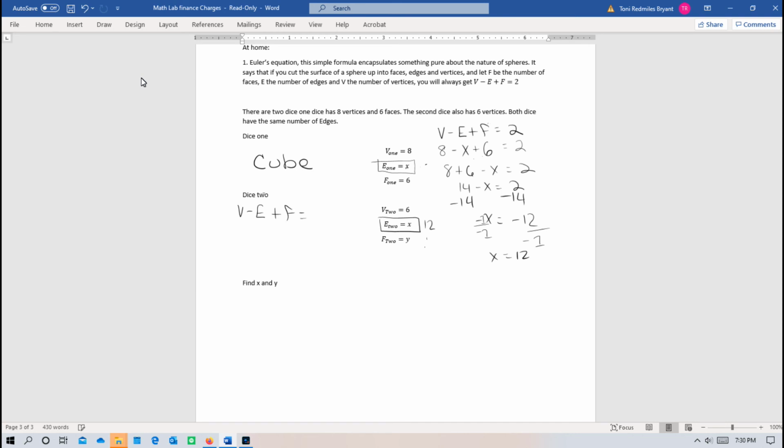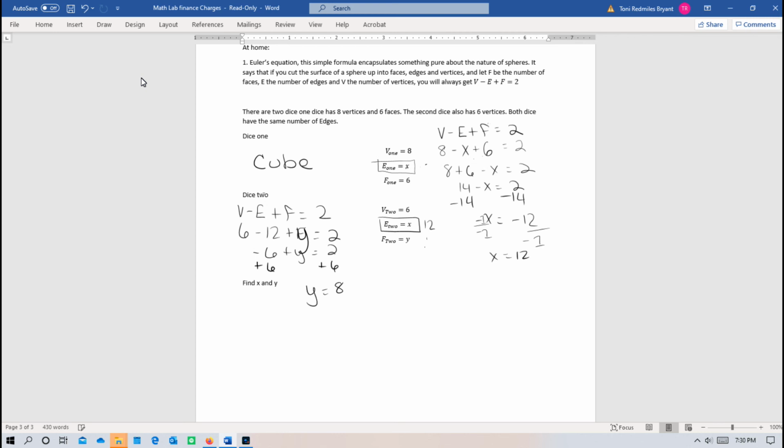All right, so let's go ahead and put everything into our formula. Well, this is now a y. And we're going to get a negative 6 plus y equals 2. Going to add that 6 to both sides. y is going to equal 8.